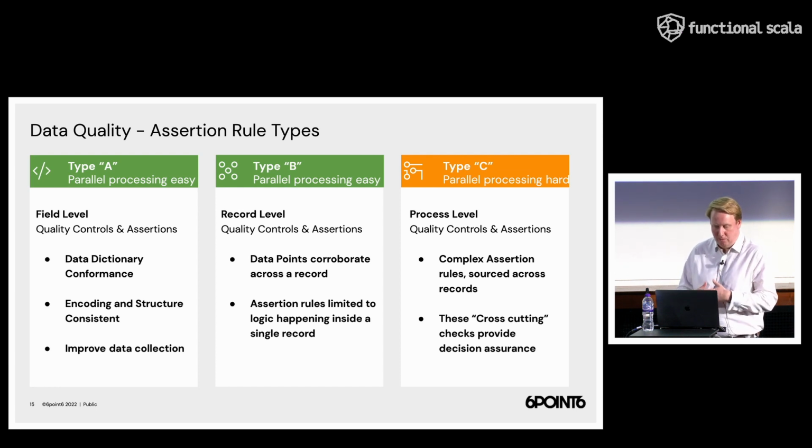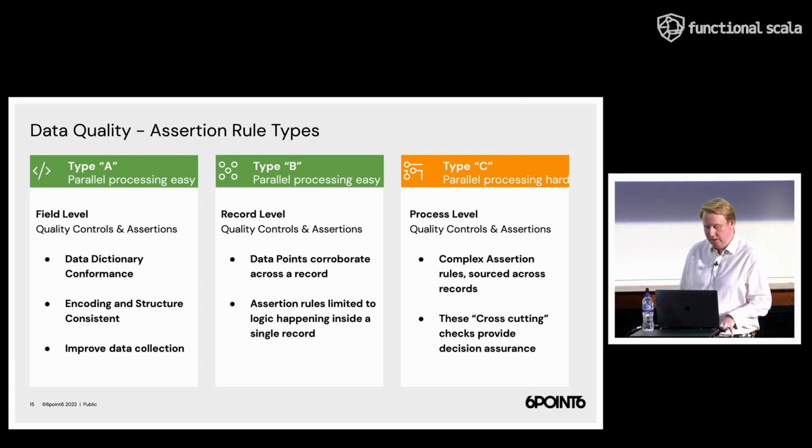Or you can specify what the encoding or the structure needs to be, right? It needs to look like a date, it needs to look like time, right? And also with the type A rule, because you're just working on a single field, you can take steps to improve your data collection. You can say there's a very simple validation rule. If we hook that into where we collected the data in the first place, then we can validate that before the data's bad later, right?